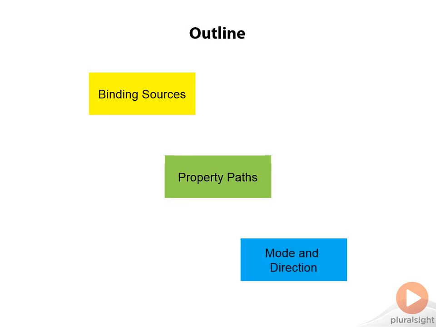Finally, we'll close out this module with the mode and direction of bindings. Bindings flow from source to target by default, and we've seen that you can have two-way bindings that flow from target to source as well. The binding mode property is the thing that lets you control this, and we'll also look into how the default direction is set for a given target property through its dependency property metadata.